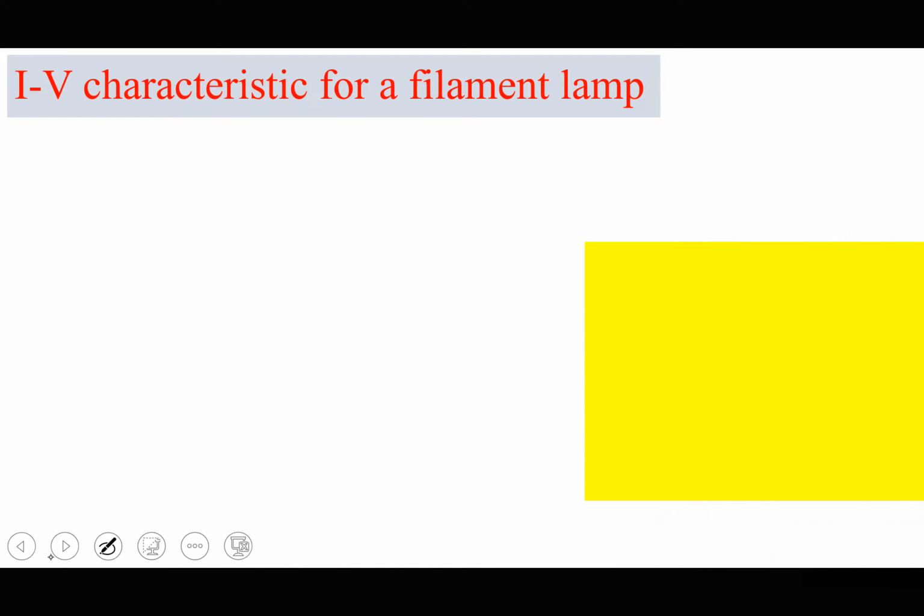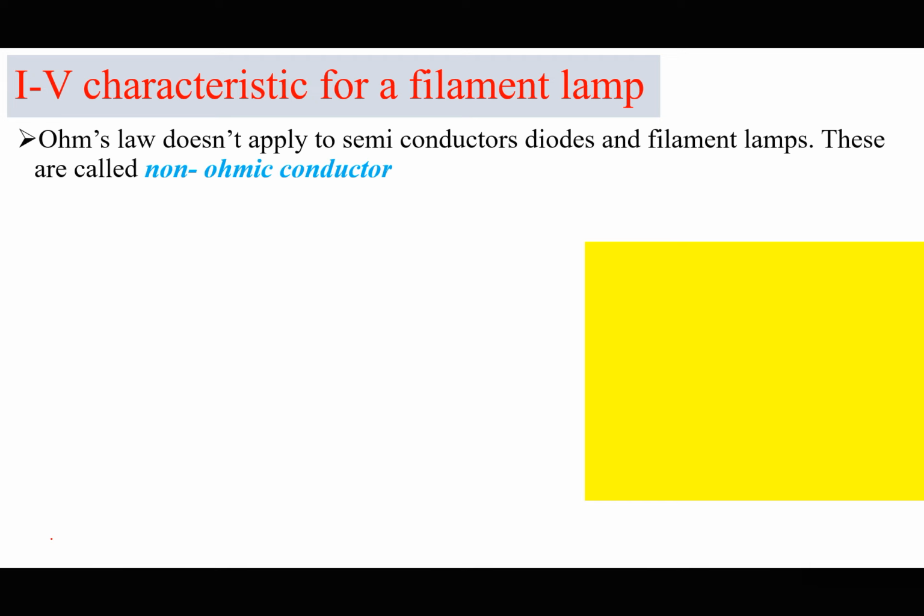Let's talk about the filament lamp. We have seen the metal wire. The IV characteristic for the filament lamp is going to be surprising. Ohm's law does not apply to semiconductors such as diodes and filament lamps. Semiconductor diodes and filament lamps do not obey Ohm's law. Therefore, we don't expect their IV characteristic graphs to be straight lines. These are called non-ohmic conductors. They are conductors which do not obey Ohm's law.